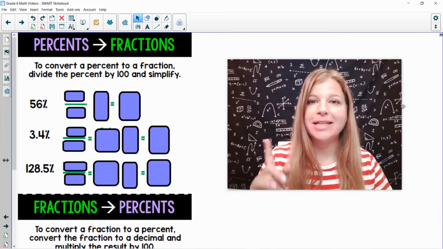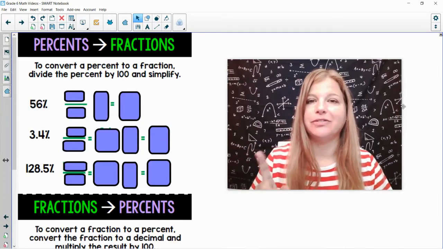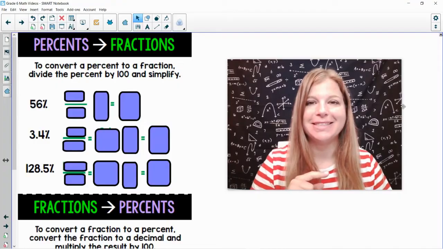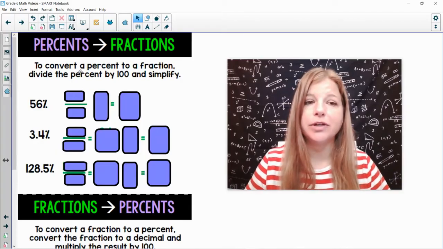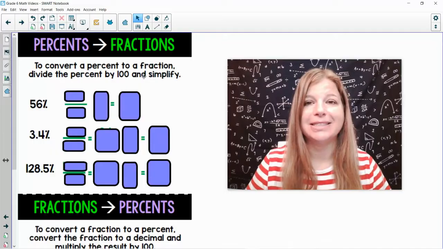Hi everyone, in this lesson we're learning how to convert percents to fractions and fractions back to percents. Let's take a look. In our first skill at the top here, we're converting percents to fractions, and it says to convert a percent to a fraction, divide the percent by 100 and simplify.